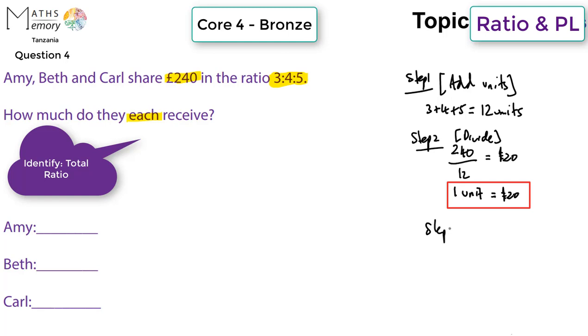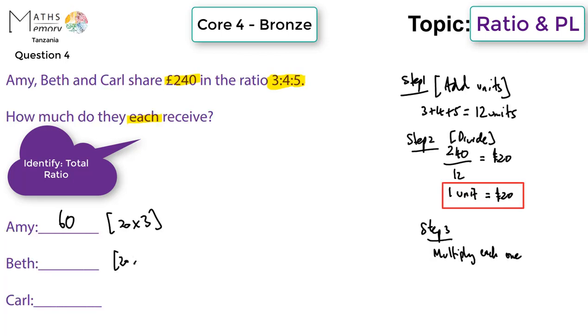Right, step 3, we multiply the whole thing out. So let's multiply each one, meaning person in this case, okay? So we've got Amy, Beth, and Carl. So if 1 unit is worth £20, how much are 3 units worth for, let's say, Amy? It'll be 3 times that. So it'll be 60, okay? And the way we did that was simply 20 times 3. Over here, again, each unit is worth £20. 20 times 4 will be 80. And same concept, 5 units for Carl will be 100.